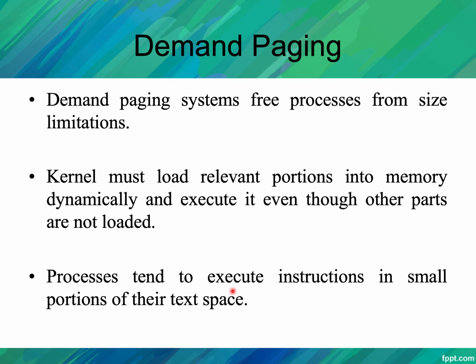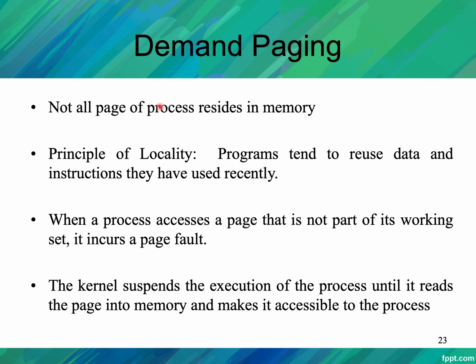The process tends to execute instructions in small portions of its text space, so not all pages of a process reside in memory. As I told you, not every page will be loaded into the memory. Other pages will be available in your secondary memory, and whenever there is a demand, they will be loaded. The secondary memory is a swap device here. There is also a concept you might have heard about, the principle of locality. The principle of locality means that the recently used pages, or recently referenced memory, have to be stored in our primary memory.